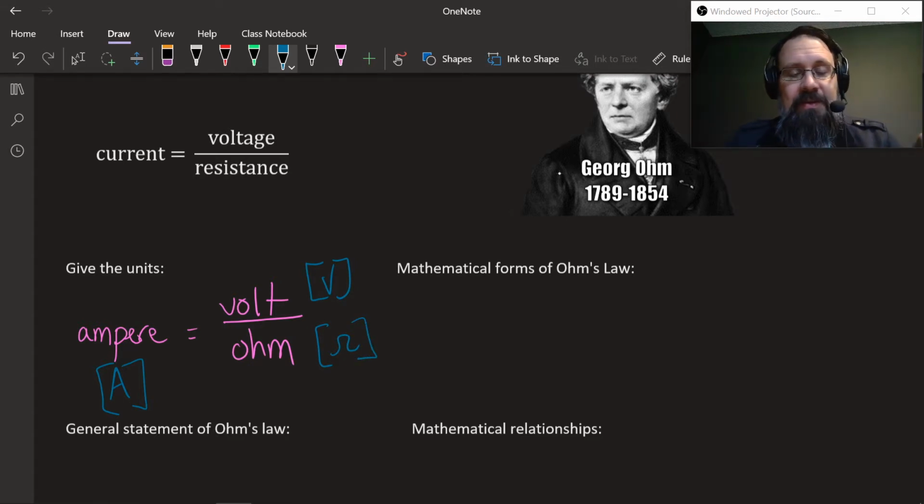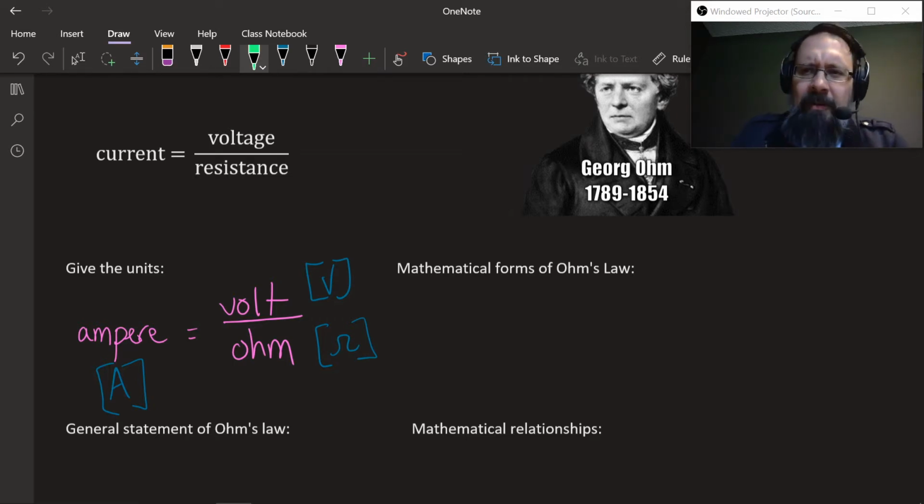All of these units are named after scientists, which is why their letters are capitalized. So Ampere was a person who discovered that current carrying wires can actually exert forces on each other. Volt is named after this guy named Volta, who invented the electric cell. And an ohm is named after George Ohm, who discovered this relationship between these quantities.